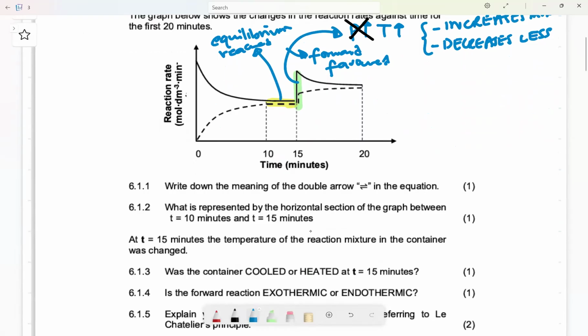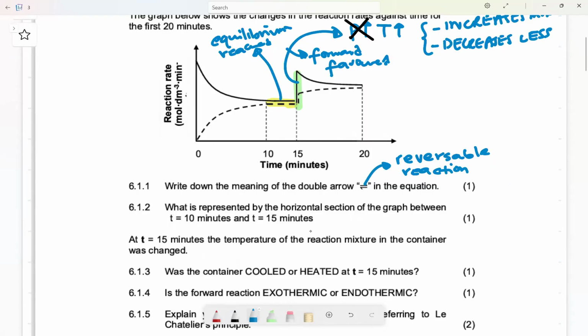Now, 6.1.1 says write down the meaning of the double arrow in the equation. Remember that the double arrow means a reversible reaction. Please make sure that the spelling is correct when you write the exam. The reaction should be reversible.